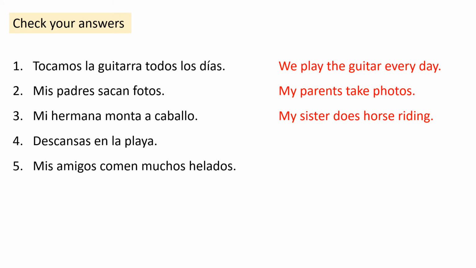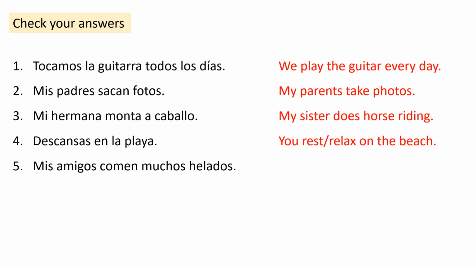Número 4. Descansas en la playa. So for this one you had to think slightly more carefully, as I didn't tell you explicitly who is doing the action. You need to look at the verb ending. Here we have descansas. So, at the end, it ends in an AS. And what you need to do is you look at that AS and you think, okay, what person of the verb is AS? And AS is our ending for you verbs for AR verbs. So, descansas en la playa means you rest or you relax on the beach.